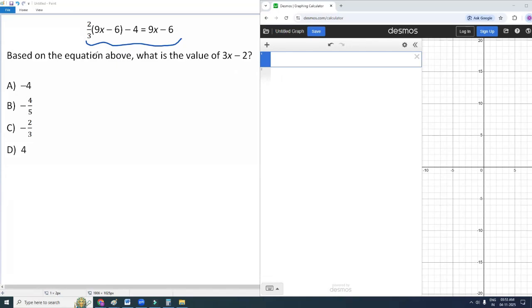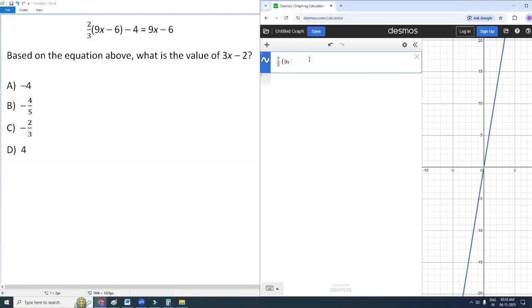When I take this equation as input in Desmos, instead of x over here and here, I have to use x1. And instead of the equal sign, I have to use the tilde sign. Further, to evaluate the value of this expression, instead of x, I have to use x1. Okay, now let me take the given equation as input. That is 2 over 3 times (9x1 - 6), close the parenthesis, minus 4.